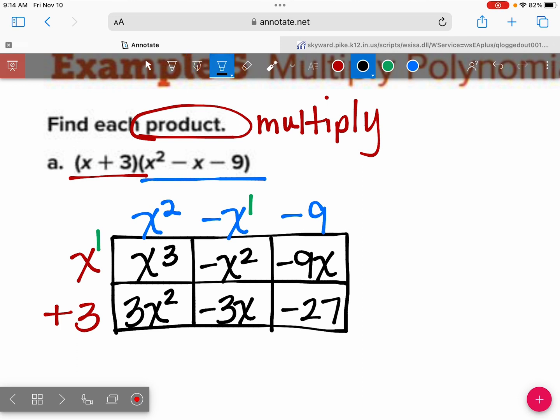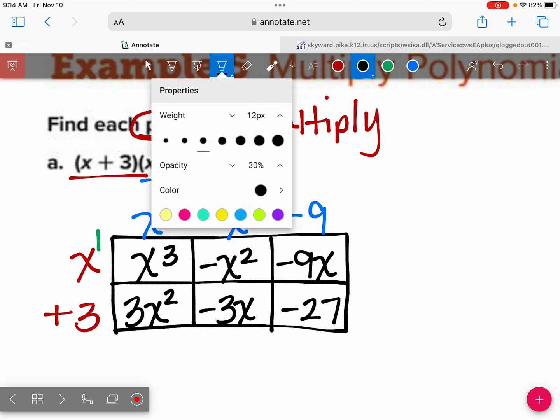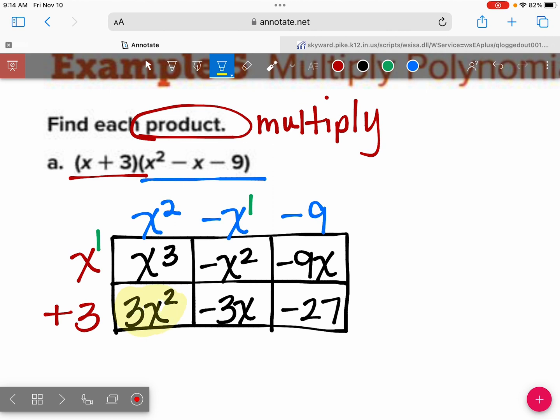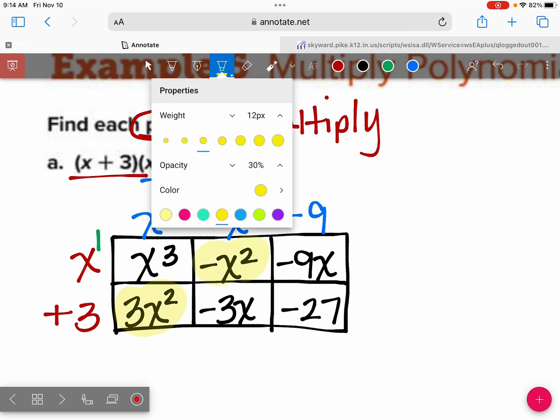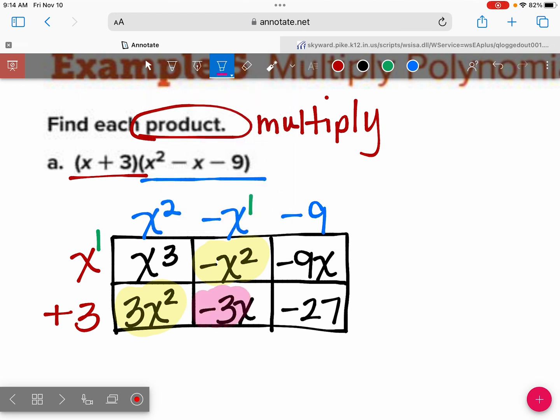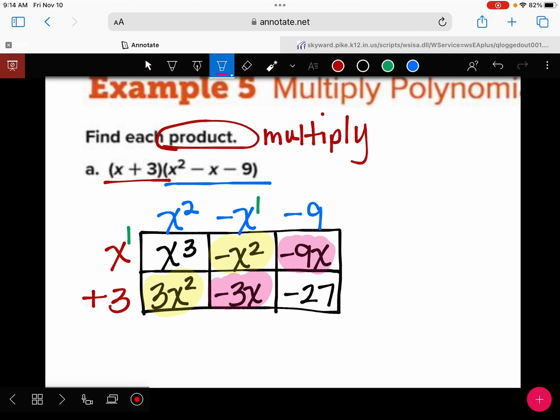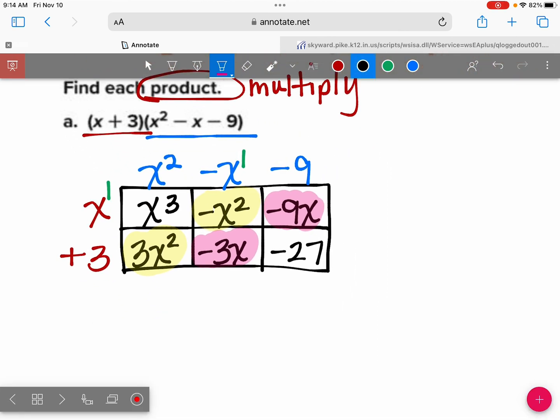So when we fill in our like terms, we actually have 2. So these are like terms because they both have x squared, so we can add those together. And then these are also like terms because they both have just 1x. So we're going to start with the highest exponent, which is x cubed. So we have x cubed.